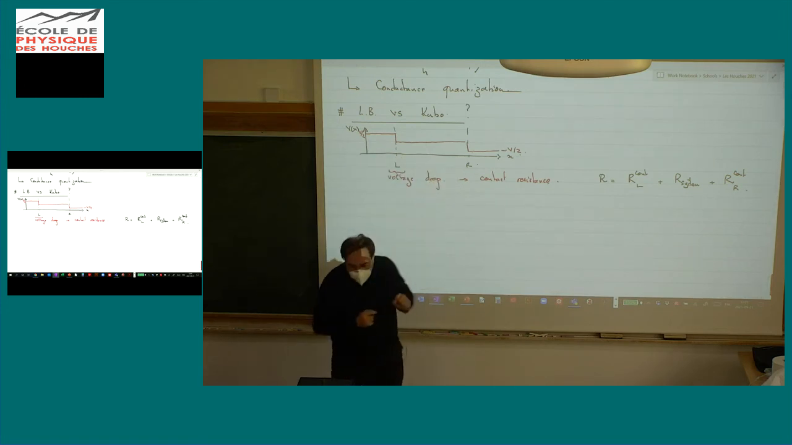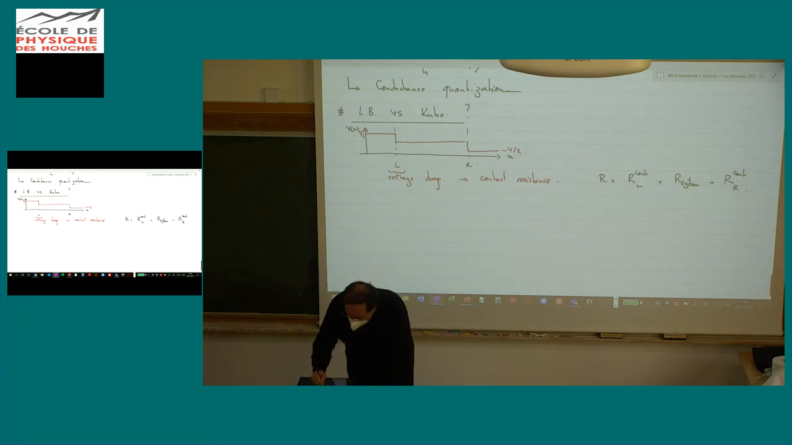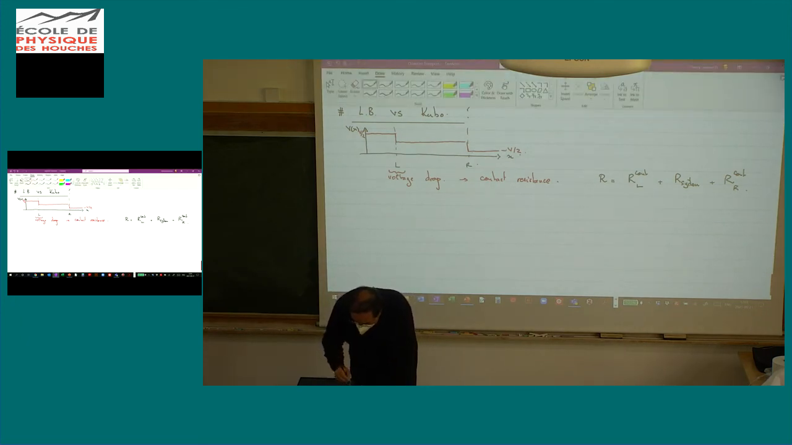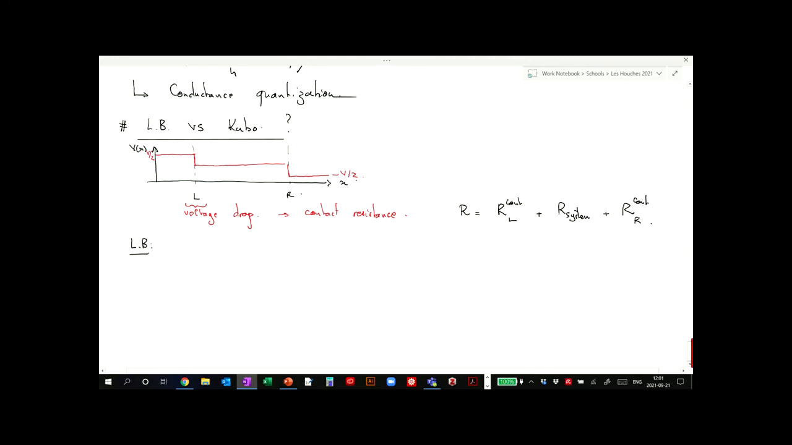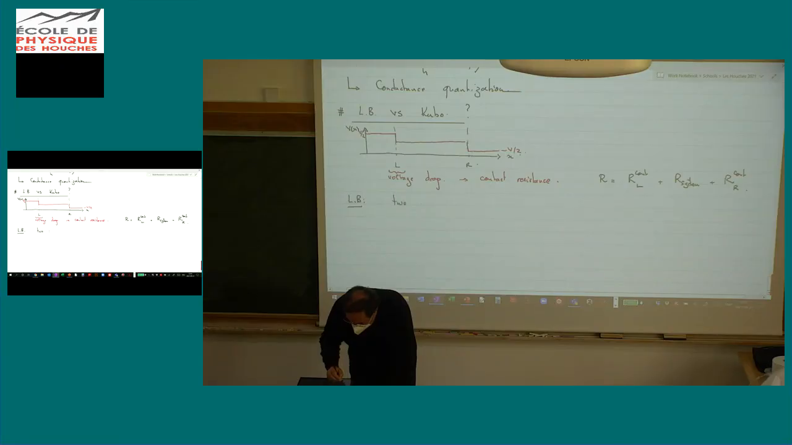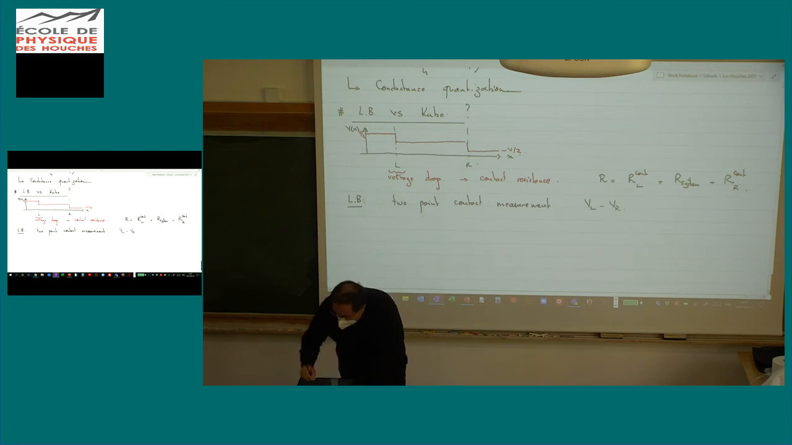So actually, if instead of measuring the voltage from the reservoirs... Landauer-Büttiker is doing what people call a two-point contact measurement, where you take the voltage from the left reservoir minus the voltage from the right reservoir, and you compare it to the current. If you do this, you get that the conductance is q squared over h per channel.